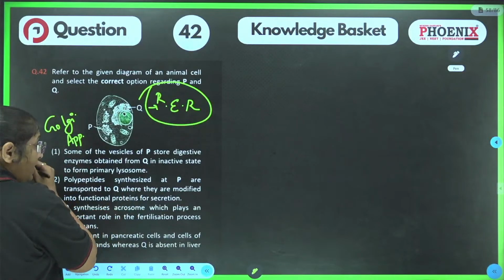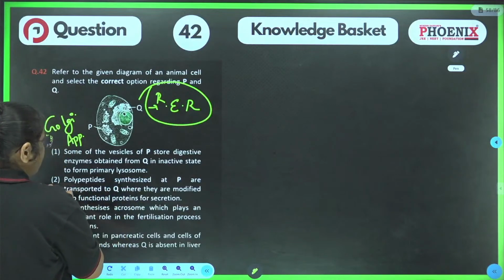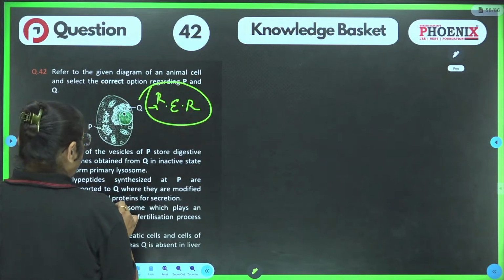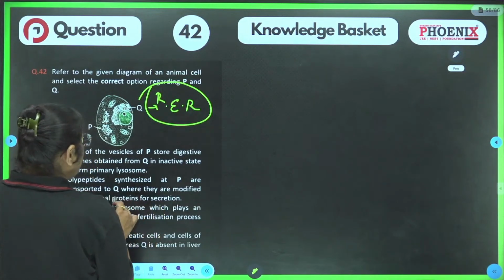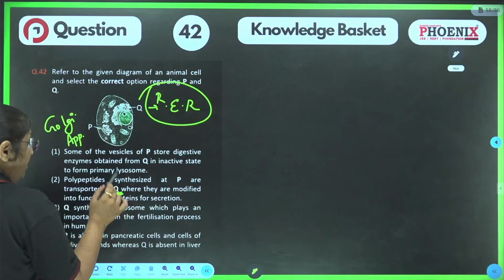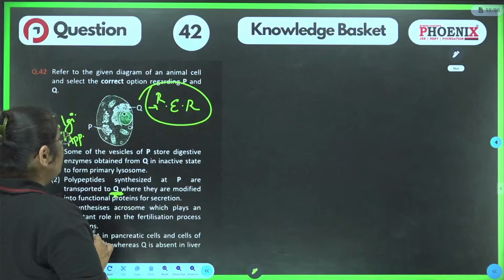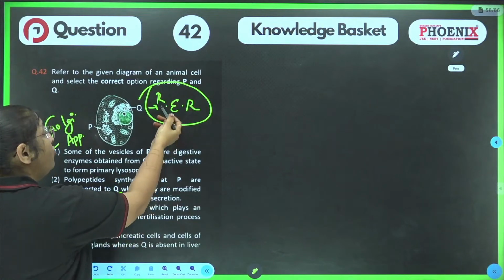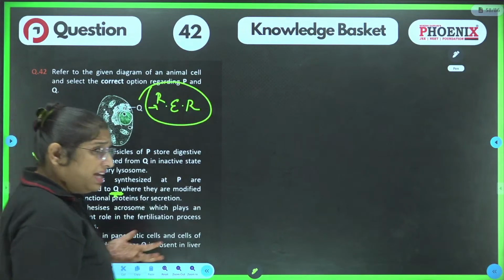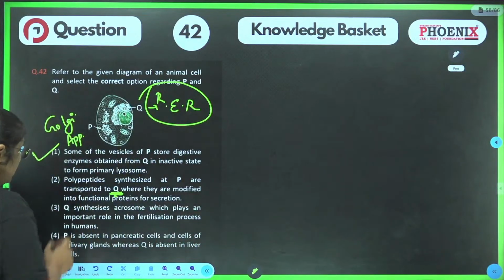So here we can say that polypeptide synthesized at P is transported to Q, where they are modified into functional proteins of secretion. Q is RER, so here modification will not happen, and so the answer will be 1. Some of the vesicles of P store digestive enzymes obtained from Q in inactive state, because the Golgi apparatus helps in formation of lysosomes which contain digestive enzymes. So the answer is 1.